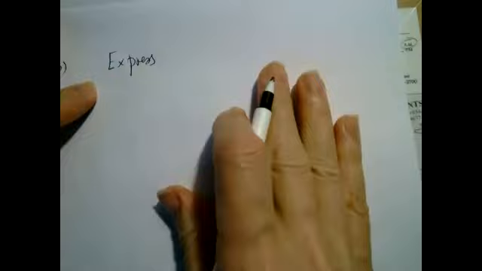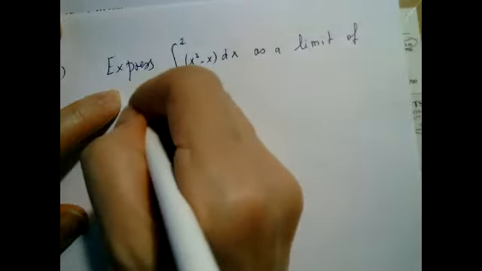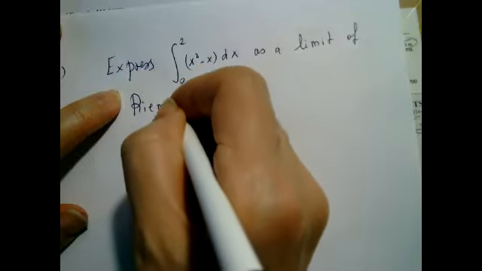Now, let's build up a feeling for the notation. My second question, and then I think I have to quit, is about the same problem. My question is: express the integral from 0 to 2 of x squared minus x dx as a limit of Riemann sum. What do I mean by this question?